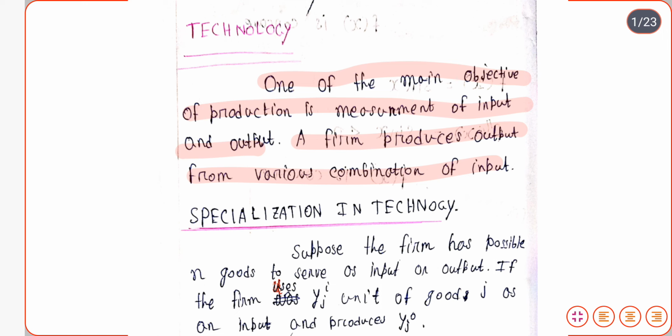Now suppose the farm has n possible goods to serve as input. That means the farm is taking n goods and using them as input or output. The farm has two options: it can use a good either as input or as output. Suppose a biscuit farm has produced 10 packets of biscuits. Now these 10 packets of biscuits can be used again as input.